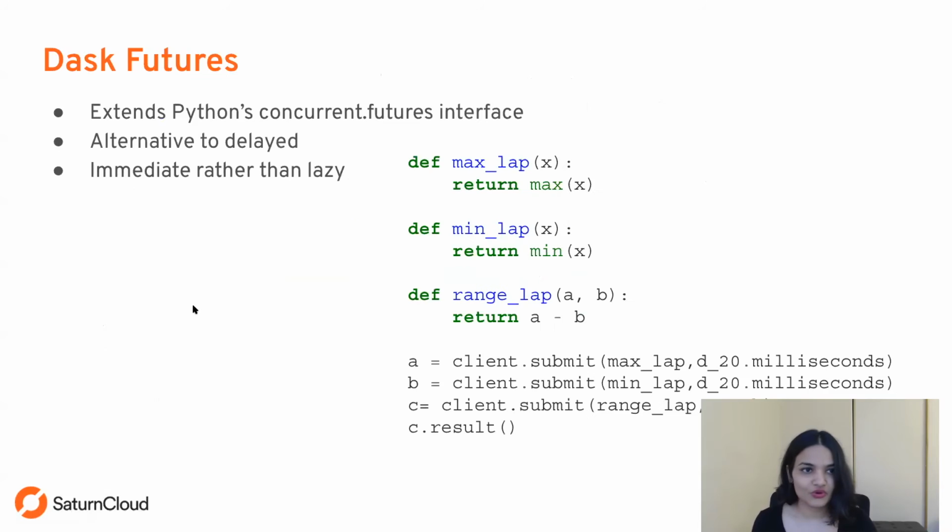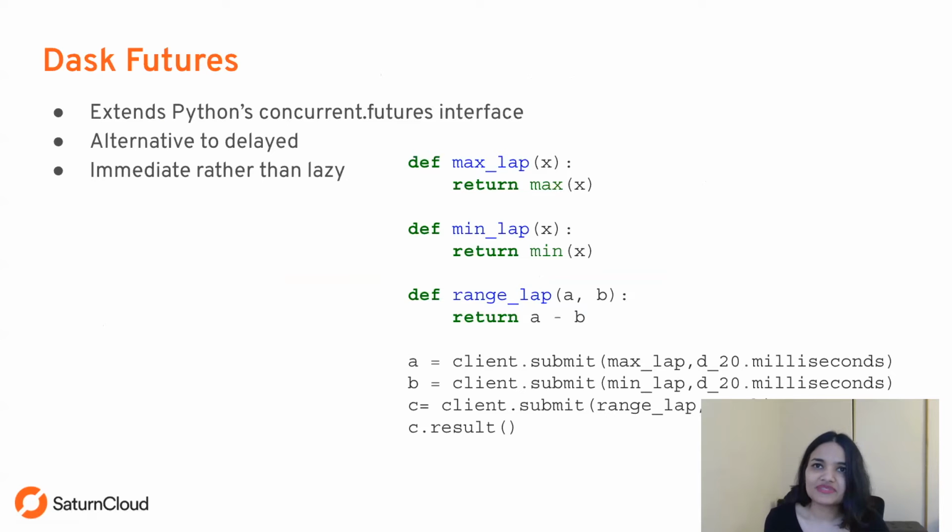So this was about task delay. With this, we come to the last of our low-level interfaces, which is task futures. Task futures is the extension of Python's concurrent futures interface. It is like an alternative to delayed, but instead of being lazy, this one is immediate.